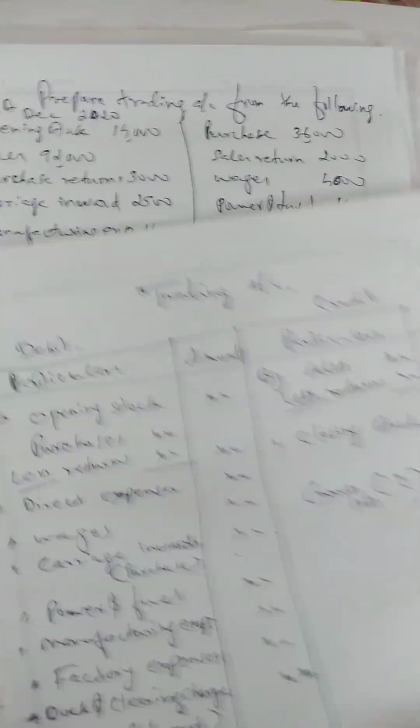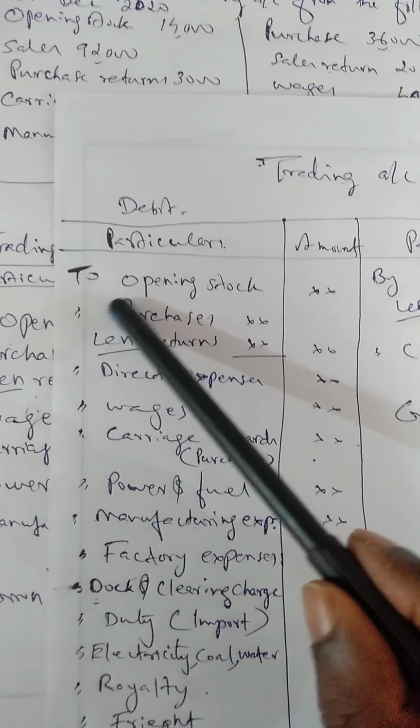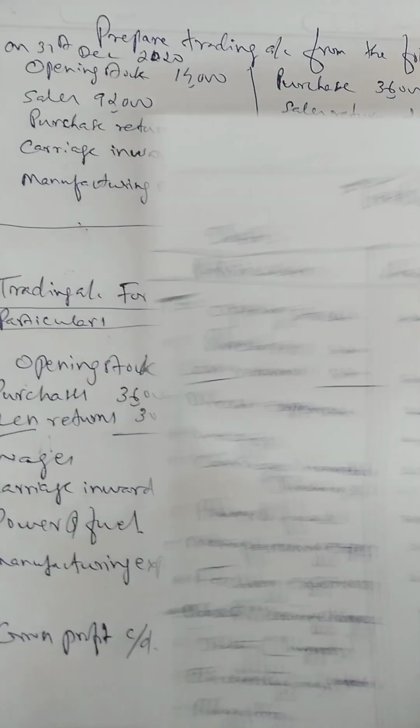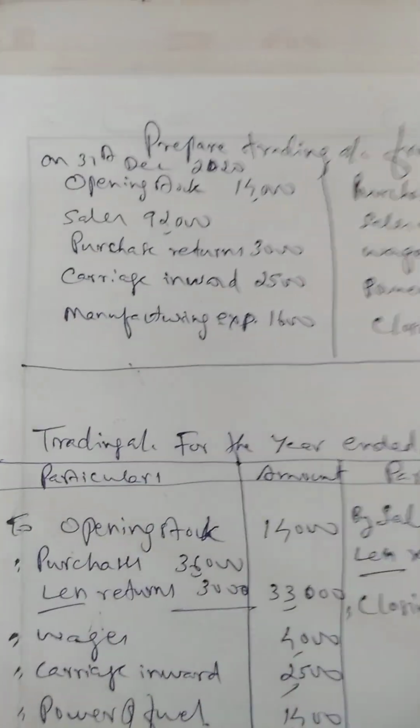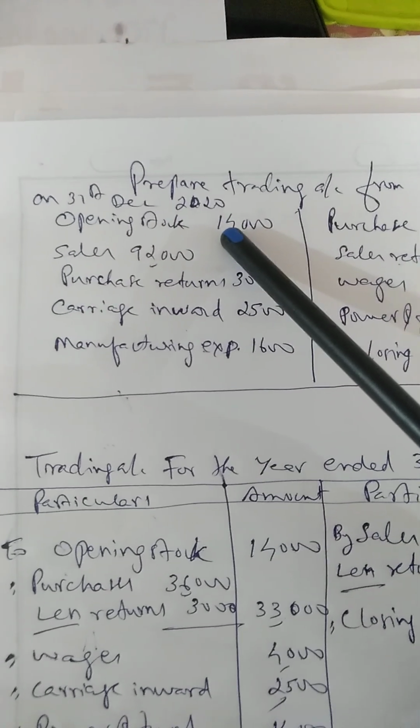To prepare trading account, we usually follow a format, isn't it? Here, look at this format. In the trading account, the first item should be opening stock, isn't it? So we have to consider the opening stock from the question. Here, opening stock is here, and this item should be shown in the trading account first.